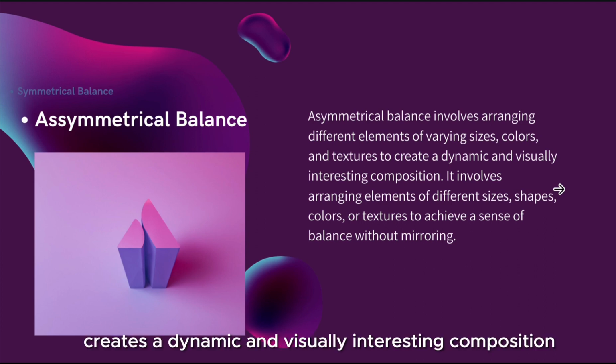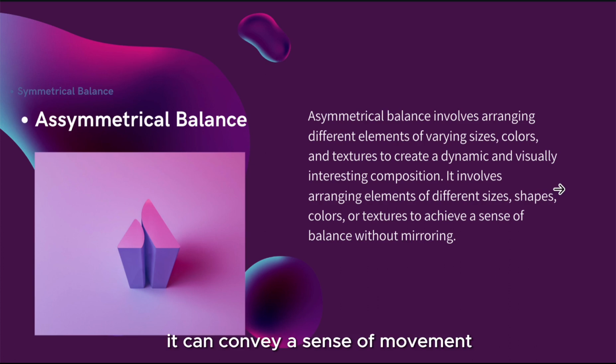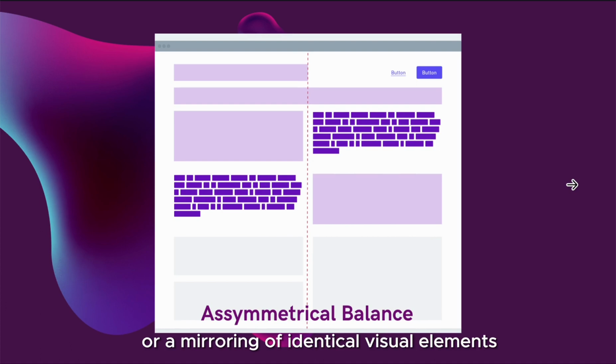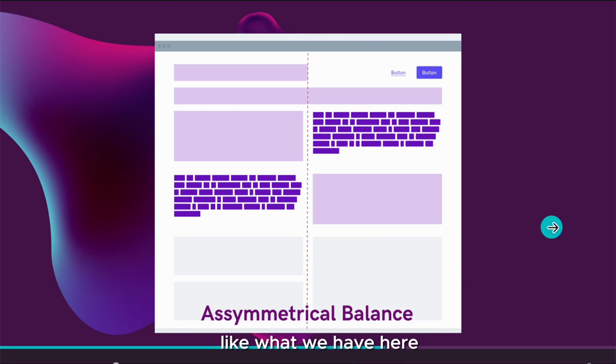Asymmetrical balance creates a dynamic and visually interesting composition. It can convey a sense of movement, energy, and modernity. So balance doesn't require a 50-50 division or a mirroring of identical visual elements across two sides of a plane. You can use varied shapes or sizes on a page to achieve an asymmetrical visual balance like what we have here.